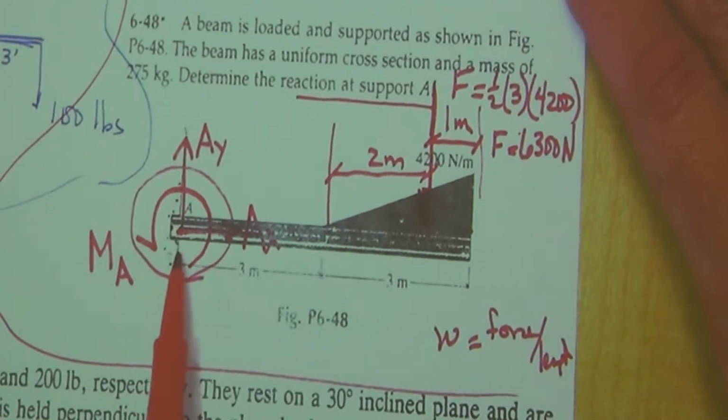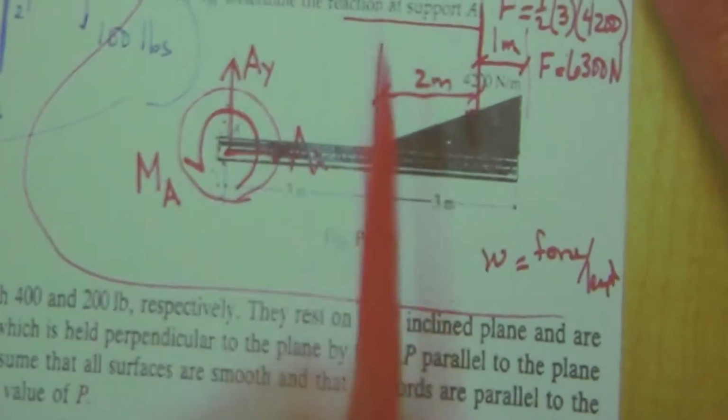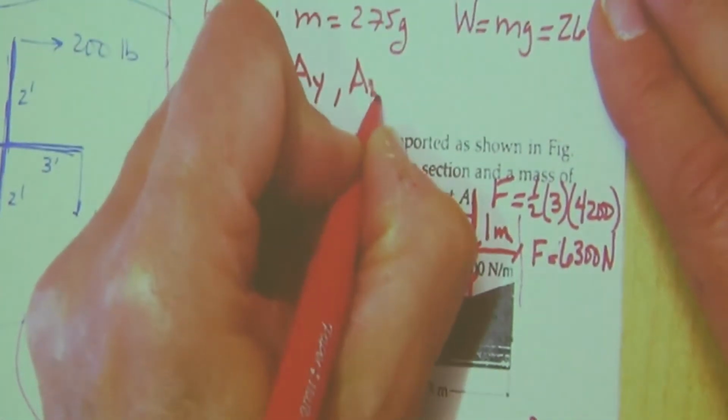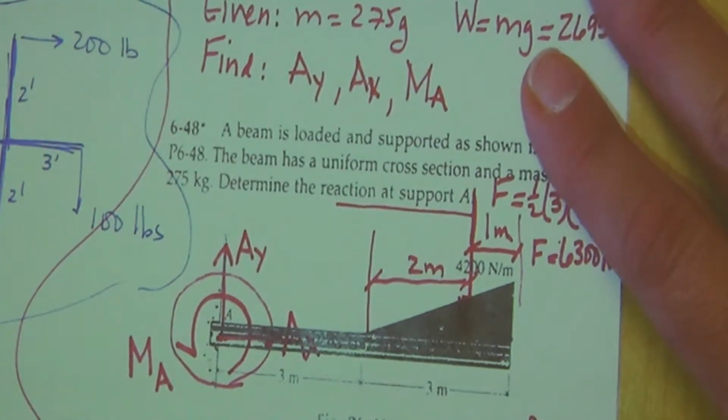Reactions it supports, and Larson said it was a fixed support. So what do we want to find here? The reaction, so A sub Y, A sub X, and the moment of A about A. Right. Good. Okay, so let's make a table now. We're doing the whole problem anyway.